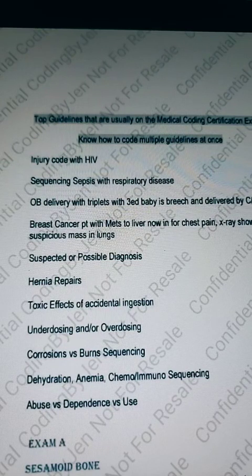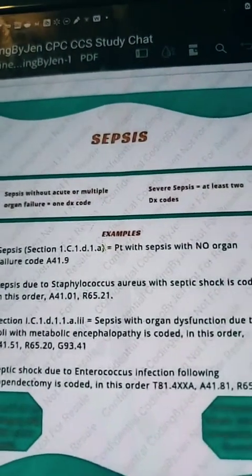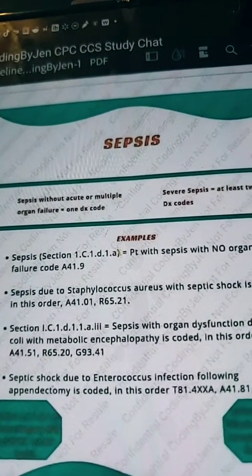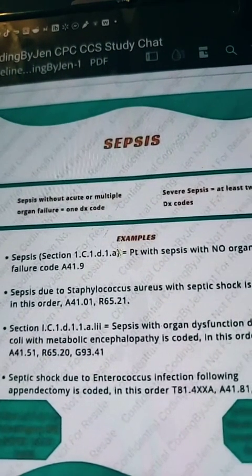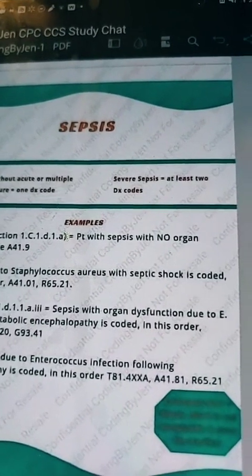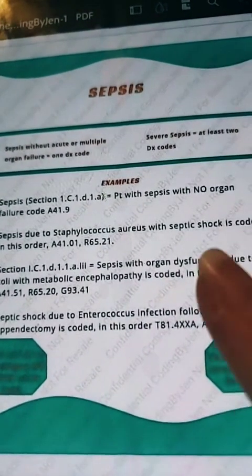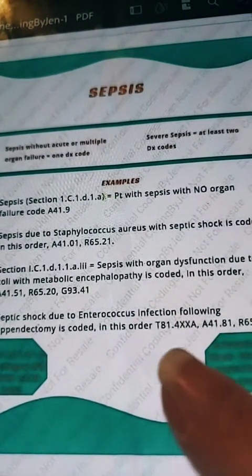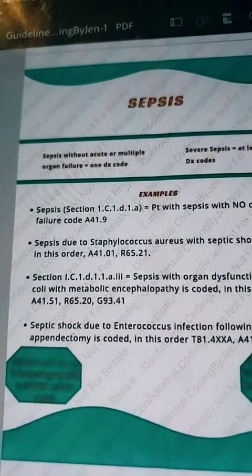Sequencing the sepsis guidelines, I have a great little cheat sheet that I share in my study group that is super helpful. It lists out all the reasons why or how we're going to code sepsis. Sepsis is separated into multiple parts where you code based on organ dysfunction or organ failure or not. So some sepsis does have acute or multiple organ failure, and you'll use just one diagnosis for that. But if they end up with severe sepsis, you'll do at least two diagnosis codes. In some cases, you'll do three. And then in one case, you will end up doing a modifier. It's an external cause from chapter 19. You'll end up doing that one first, before you do sepsis. So their sequencing changes on that one particular example.